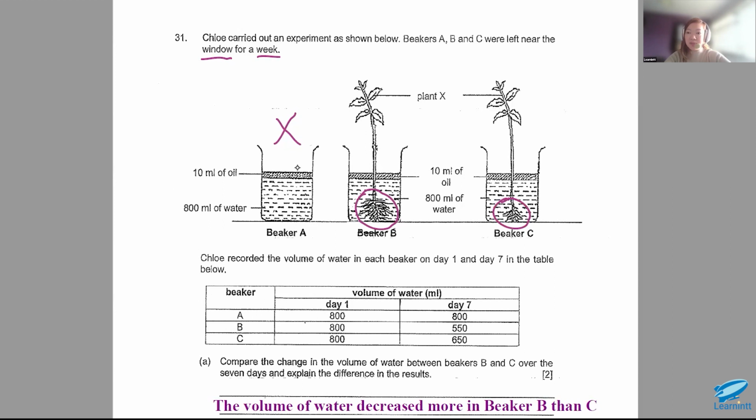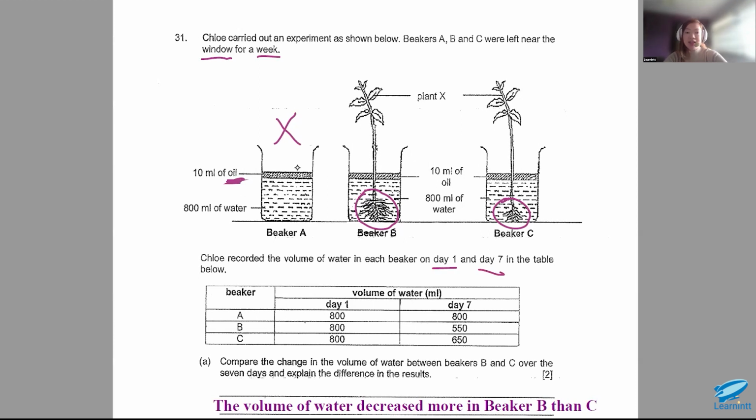There are more roots in beaker B, which means there are more roots to take in water for the plant. Now, do take note of the layer of oil. It is quite important in this question. Let's look back at the question first. Chloe recorded the volume of water in each beaker on day 1 and day 7 in the table below.